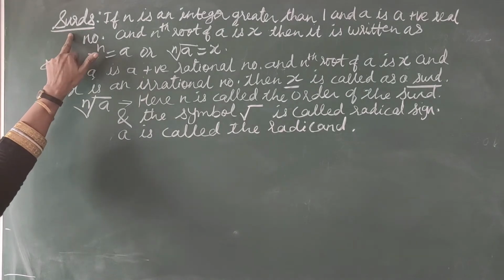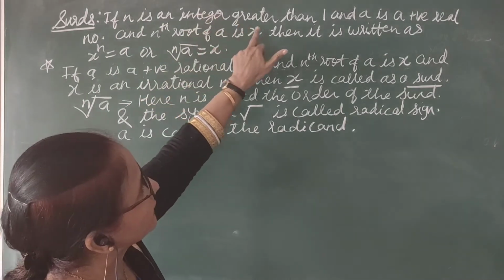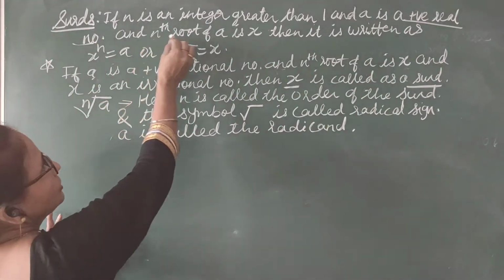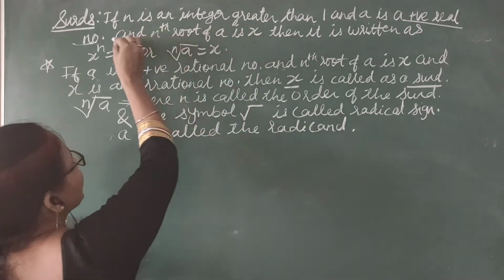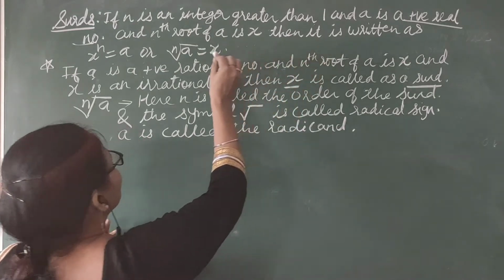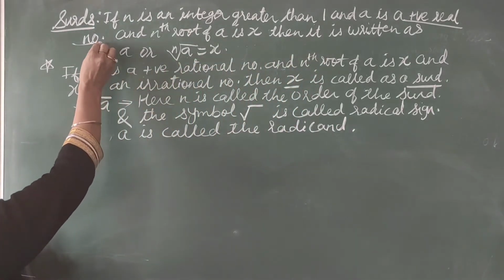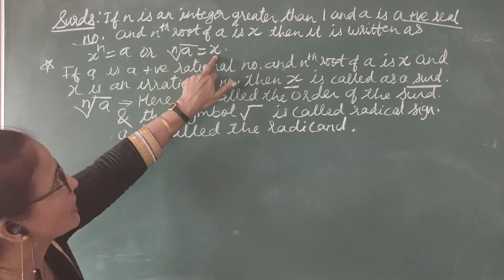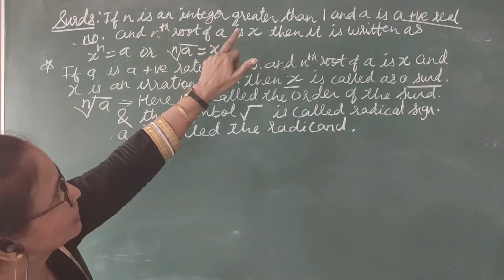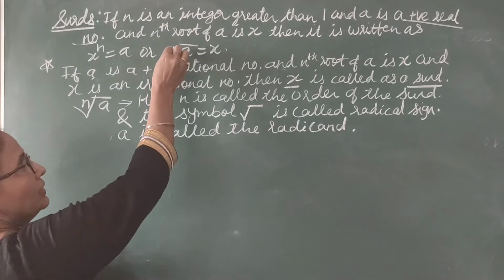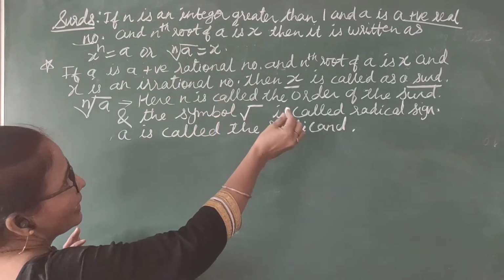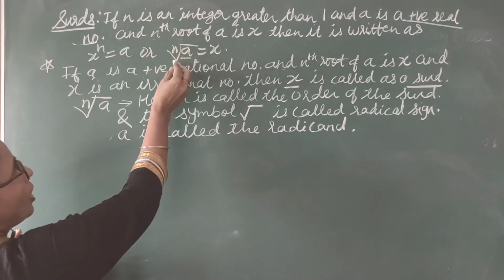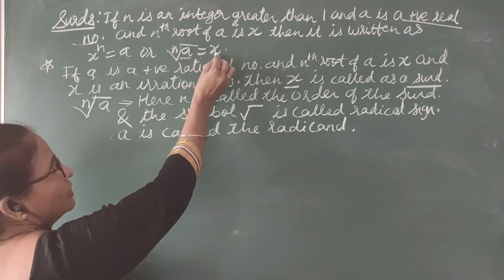Now see, surds. What do you mean by surds? If n is an integer greater than 1 and a is a positive real number and nth root of a is x, then mathematically we can write this statement as x raised to the power n is equal to a, or nth root of a is equal to x. Here n should be greater than 1, and a should always be a positive real number. So we write nth root of a is equal to x.